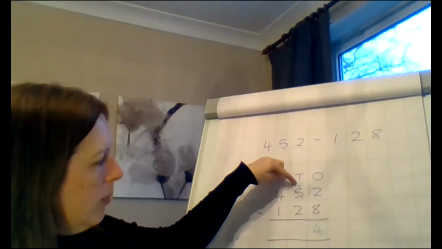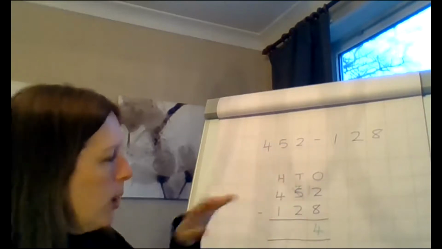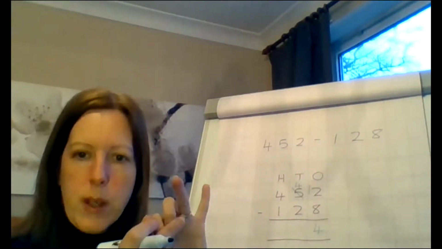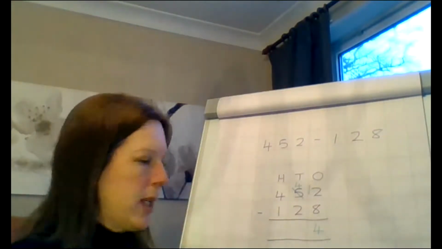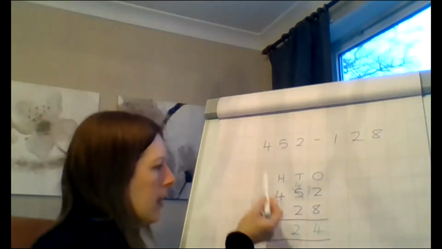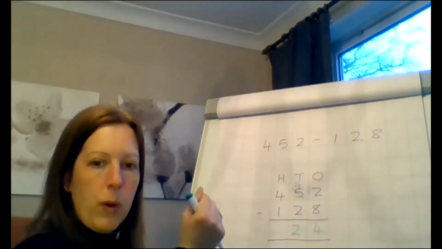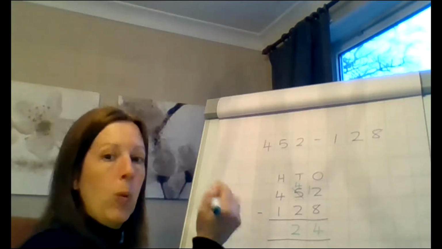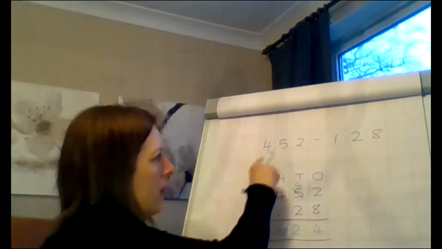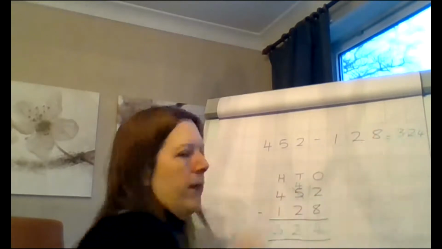I've now got 4 take away 2. I've got 4 10s, my 10s column, take away my 2. Now there's my 4, take away 2. That works. I can do that. That leaves me with 2 10s. I'll put my 2 10s in there. Hundreds column, I've got 4 hundreds, and I'm going to take away my 100. That's going to leave me with 300. So my answer for this one here now is 324.